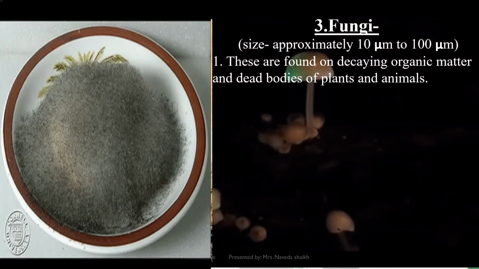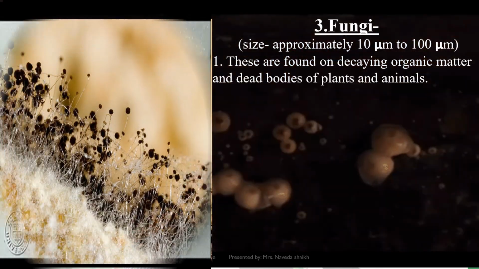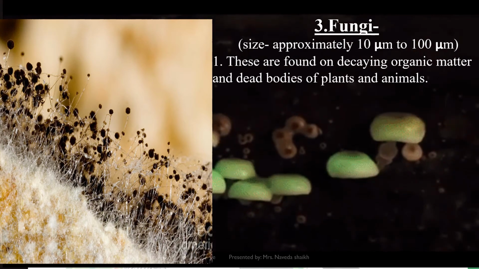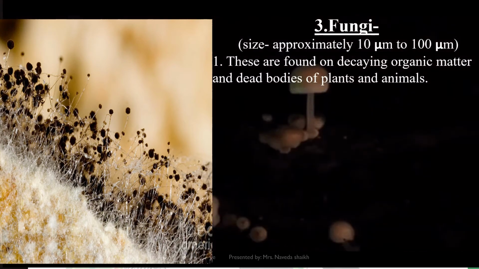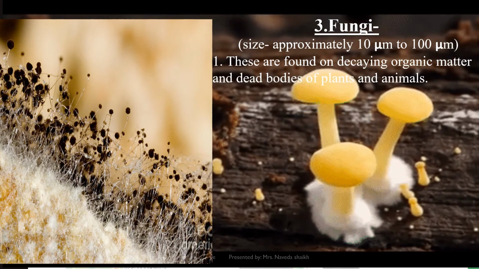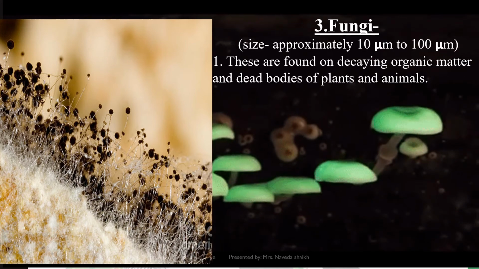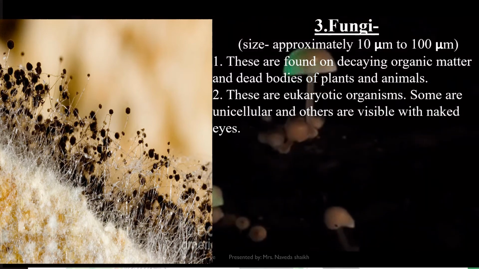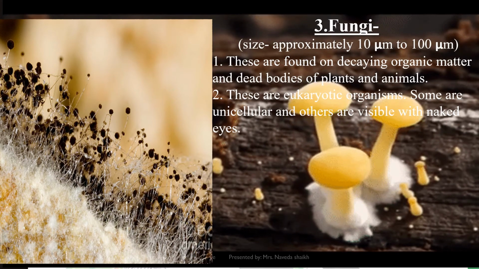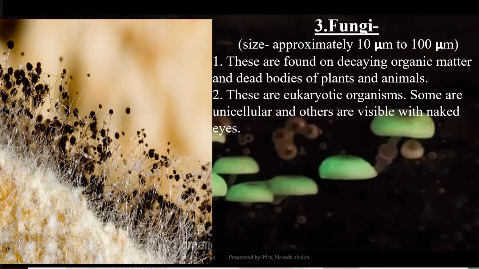These are eukaryotic organisms. Some are unicellular and others are visible to the naked eye. As we all know, mushrooms or the molds that you see on the eatables in your house, or when you eat pickles, you must have seen that that is nothing but fungus. Okay, so they are saprotrophic. They absorb their food from decaying organic matter.